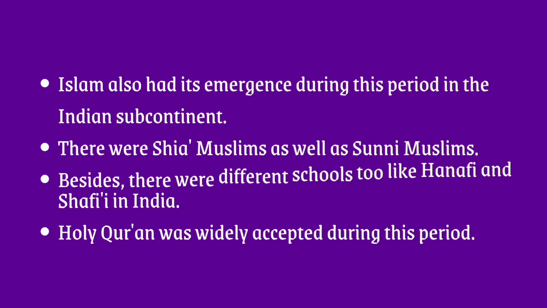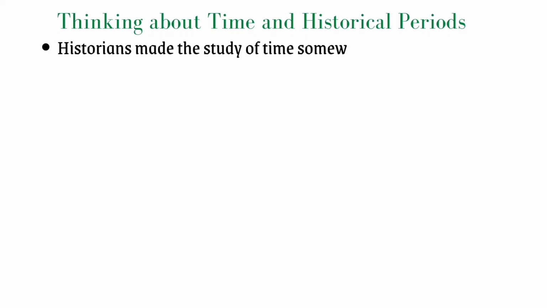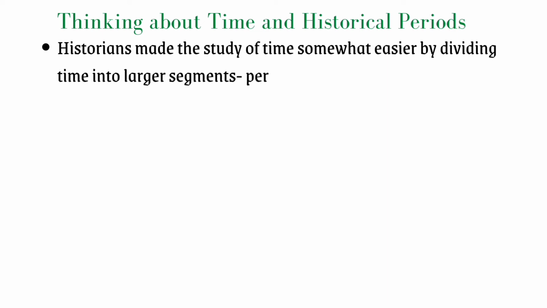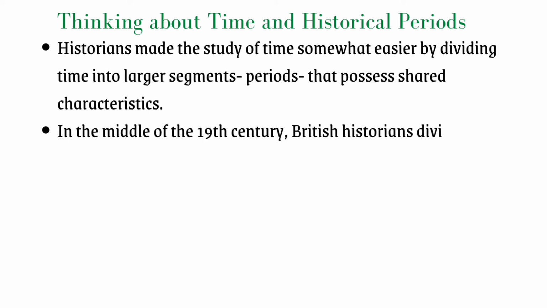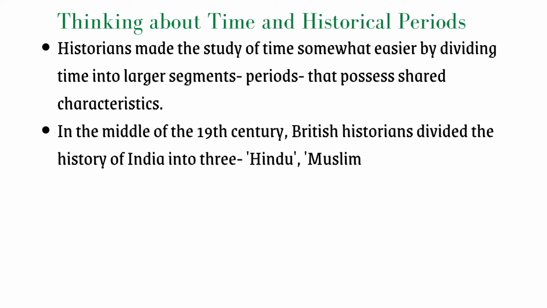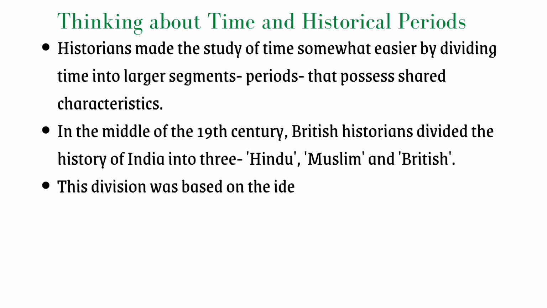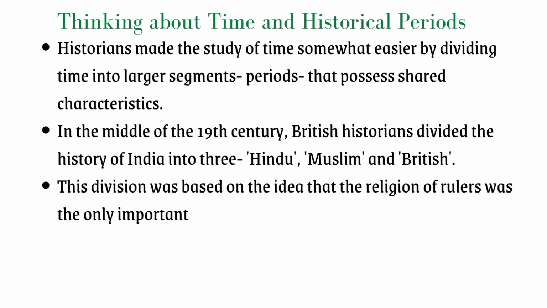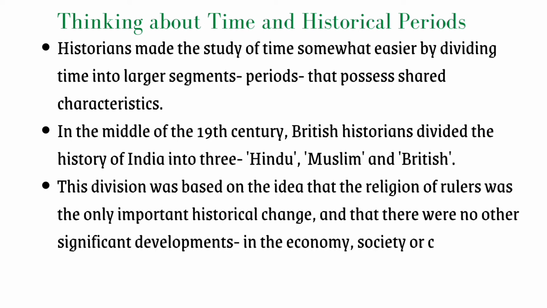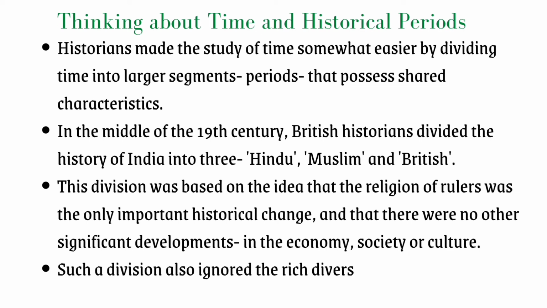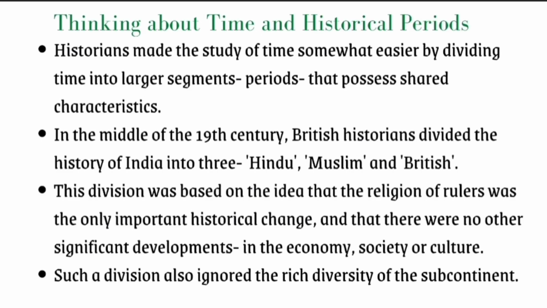Now let's move on to the last portion of this chapter, thinking about time and historical periods. Historians made the study of time somewhat easier by dividing time into larger segments, that is periods, that possess shared characteristics. In the middle of the 19th century, British historians divided the history of India into three: Hindu, Muslim and British. This division was based on the idea that the religion of rulers was the only important historical change and that there were no other significant developments in the economy, society or culture. Such a division also ignored the rich diversity of the subcontinent.